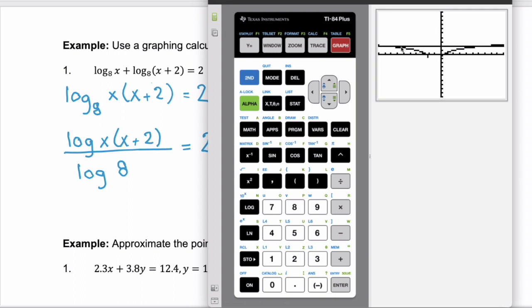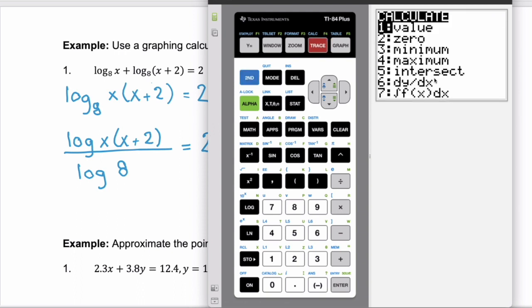Well, notice we have 2 points of intersection, but the point of intersection on the left would be a negative value, and we can't take the log of a negative value. The only reason it showed up this time is because we did that change of base. So we need to use our trace function, so second trace, in order to find the intersection of those two lines.